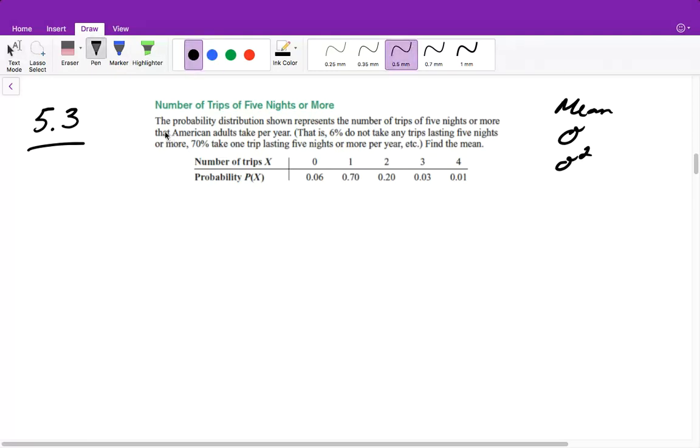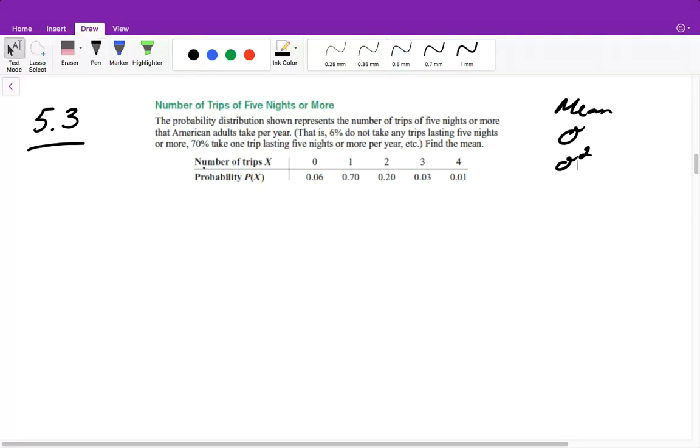But if we want to find the mean, it says the probability distribution shown represents the number of trips of 5 nights or more that American adults take. So what this means is that 6% of American adults take 0 trips that are 5 nights or more. 70% of American adults take 1 trip that is 5 nights or more. 20% take 2 trips that are 5 nights or more, and so on. So it says find the mean.